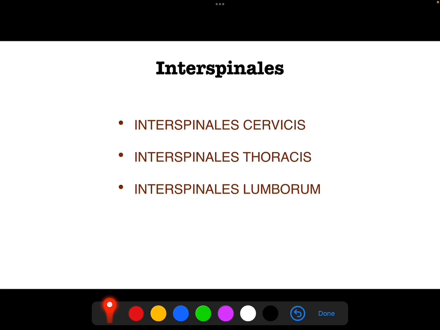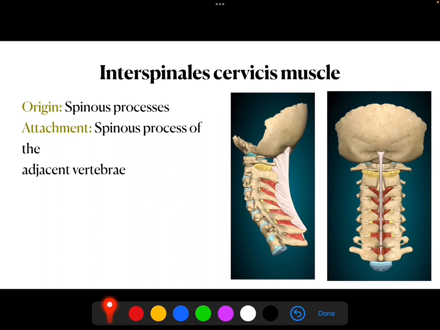Now let's move on to the next group of muscles. This group includes interspinalis cervicis, interspinalis thoracis, and interspinalis lumborum. Interspinalis cervicis muscle. It originates at the spinous processes of the cervical vertebrae and attaches at the spinous processes of the adjacent cervical vertebrae.